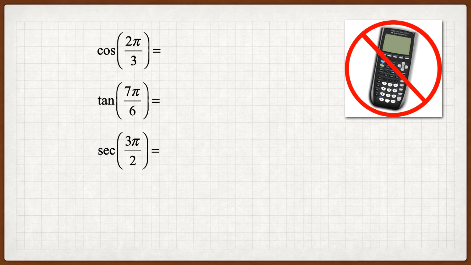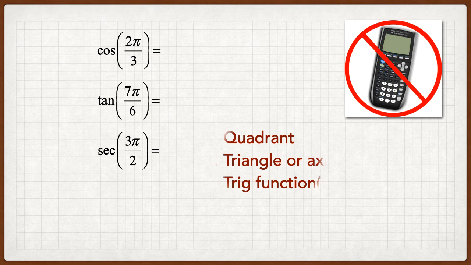If you have these memorized, awesome! More power to you. But if you don't, you might start by identifying the quadrant, then make a triangle, either a 30-60-90 or a 45-45-90. Finally, evaluate the trig function from the triangle.